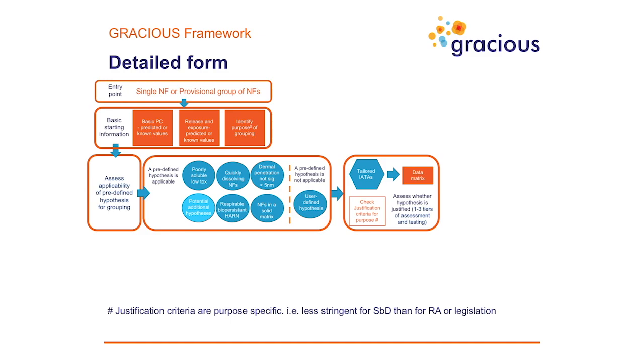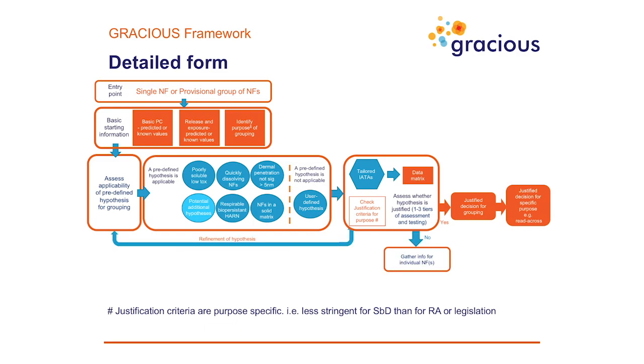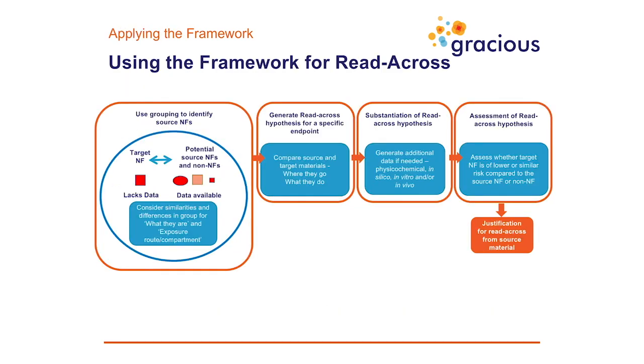The purpose for which you're grouping or doing the read across determines how many tiers of testing may be required, or tiers of information may be required within the IATAs, with something like an early stage of innovation just requiring the simple early tiers of 1, whereas a regulatory approach might require more tiers to be conducted. So again, once you have your information, you can then decide whether to accept your hypothesis so that you can group your substances together, or you reject your hypothesis, allowing refinement of that hypothesis or a risk assessment of the nanoform on a case-by-case basis.